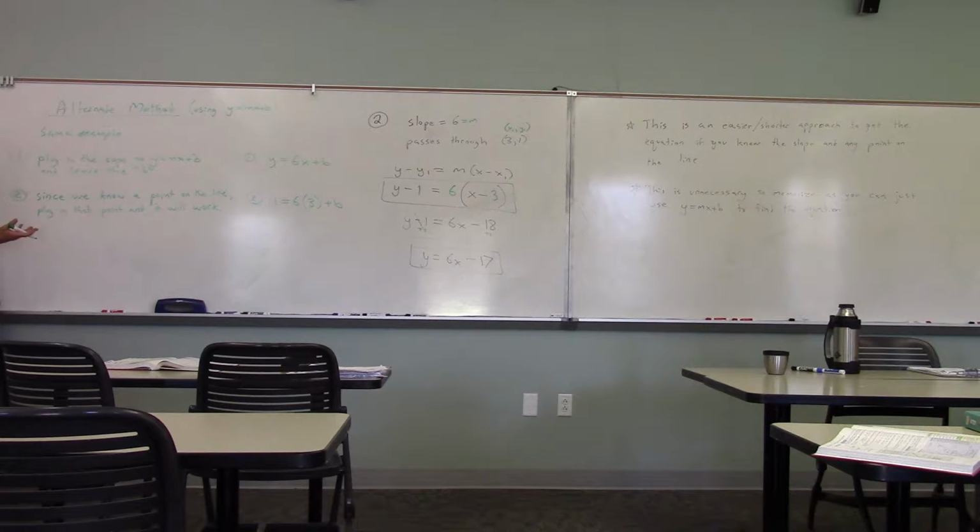So we know we can find b, right? We just have numbers and b. So step 3, solve for b, and step 4, write the equation.